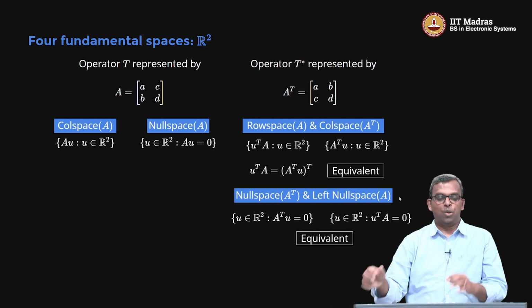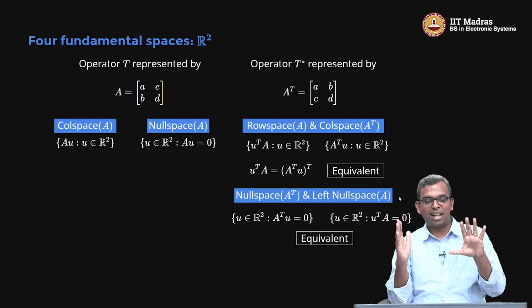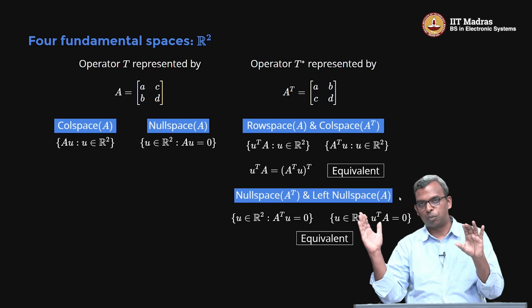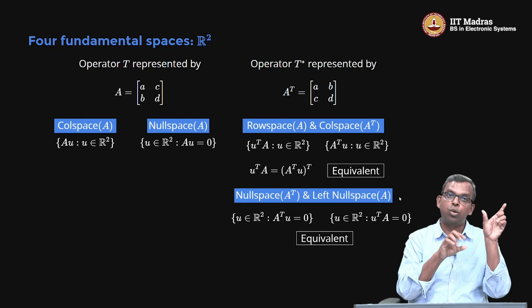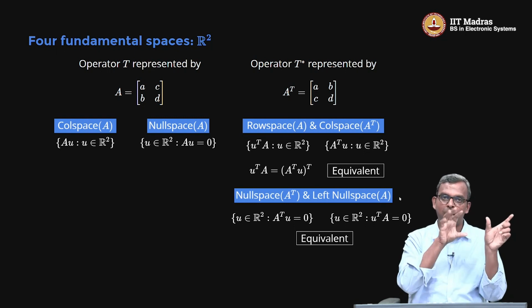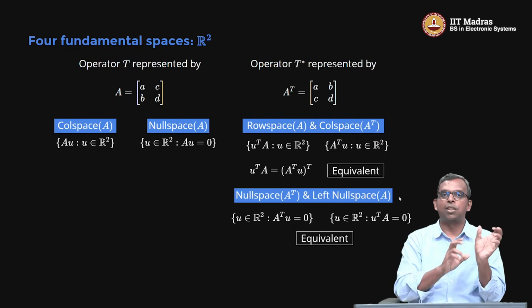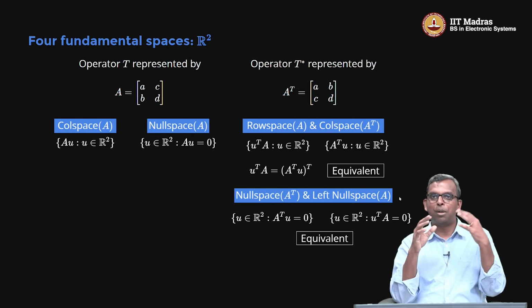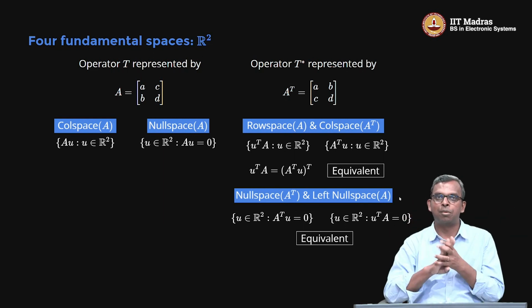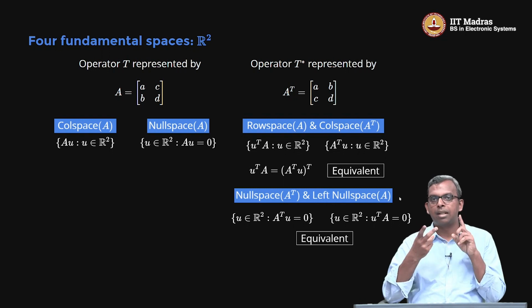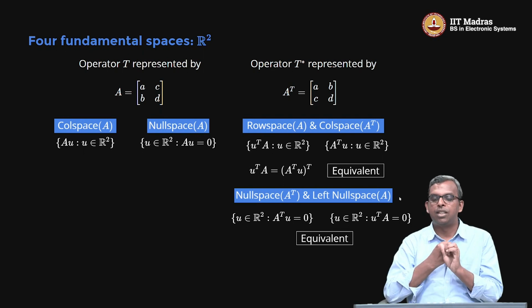Okay, so you have the column space and the null space, which are sort of from the right, right? So you do AU and AU equals 0. You also have the row space and left null space, which are from the left. So you have U transpose A, all possible U, that is the row space, and then you have U transpose A equals 0, and that is the left null space. So you multiply on the right, multiply on the left, all possibilities, and equate to 0, etc. You get the 4 fundamental subspaces of R2: column space, null space, these two are from the right; row space, left null space, these two are from the left.